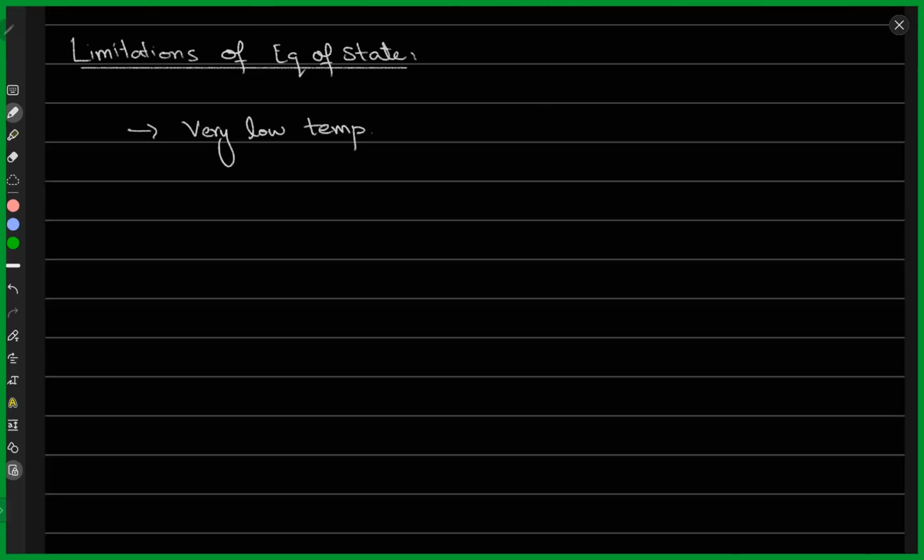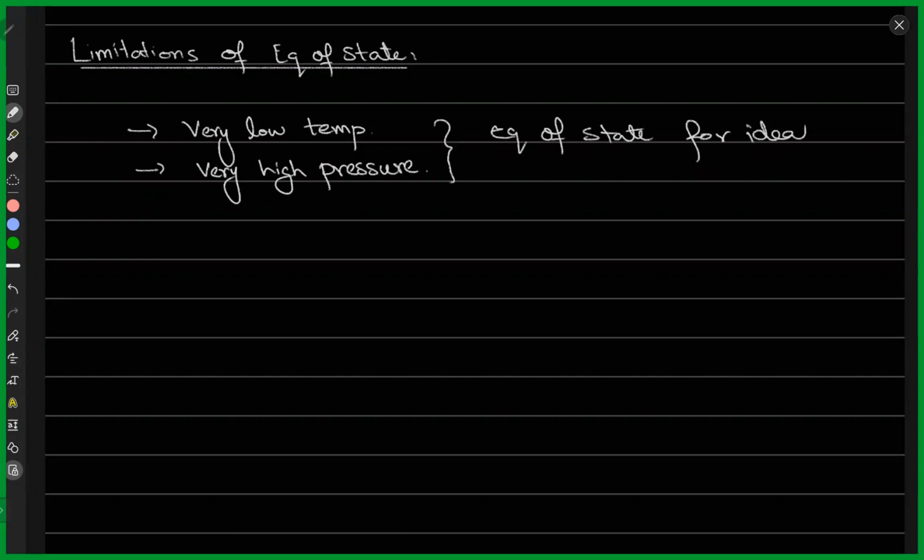So for temperatures which are extremely low compared to, you could say, room temperature, and the pressure is very high. In either of these two cases, the equation of state for an ideal gas fails.